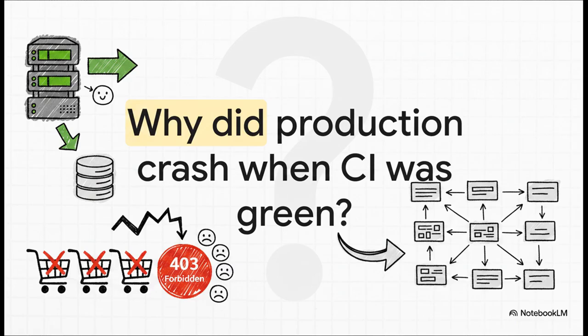Let's set the scene with a reality check we have all faced. It's Friday afternoon. Your unit tests passed, Jenkins is glowing green, the deployment was a so-called success, but suddenly your entire checkout system is returning 403 forbidden errors to every single user. The code is technically alive, sure, but functionally, it's dead. Why does this happen? Well, it's because modern performance and reliability are systems properties, not just local code properties.